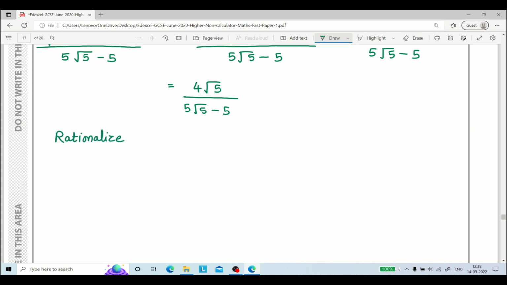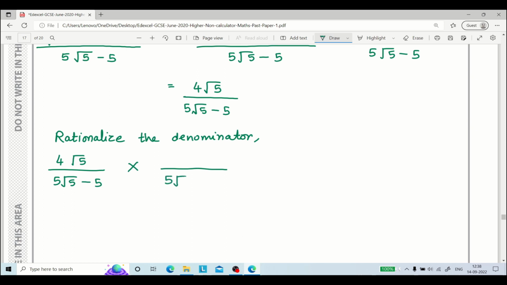So in order to eliminate this radical sign, rationalize the denominator. And how do we do that? I'll tell you. It is 4 root 5 over 5 root 5 minus 5. You'll multiply both the numerator and the denominator by 5 root 5 plus 5. This is the same thing, just instead of minus, you'll put plus. So yes, let's solve this.